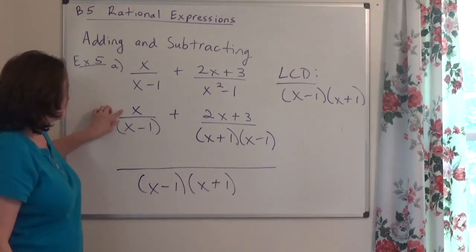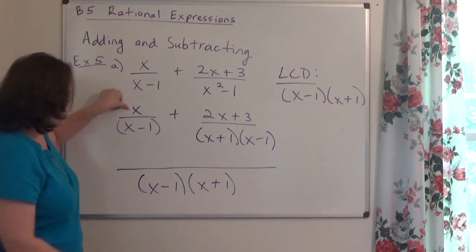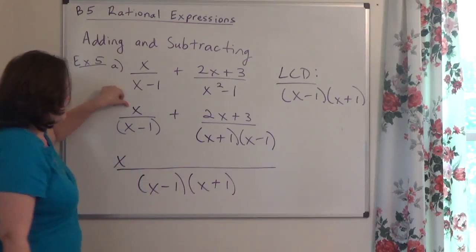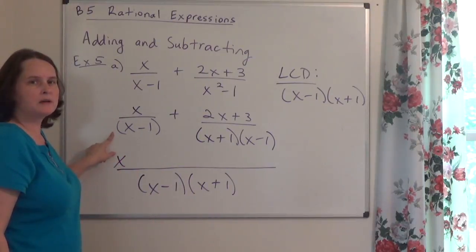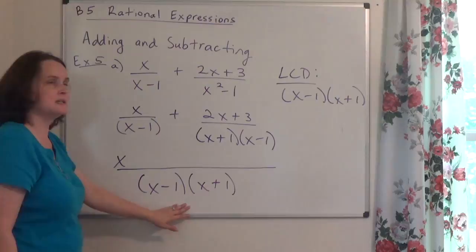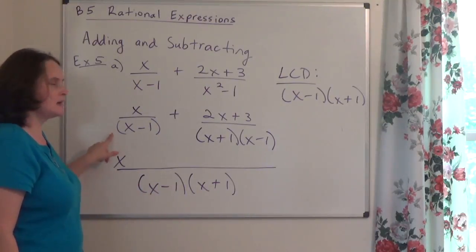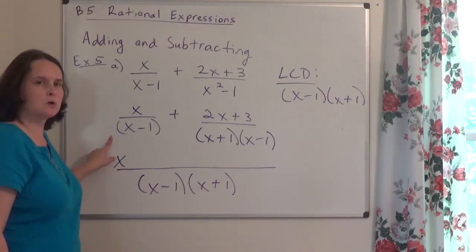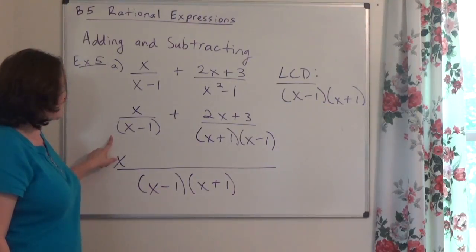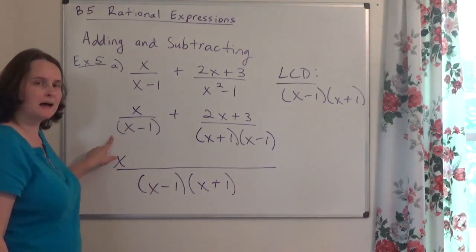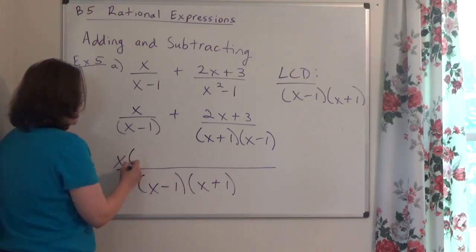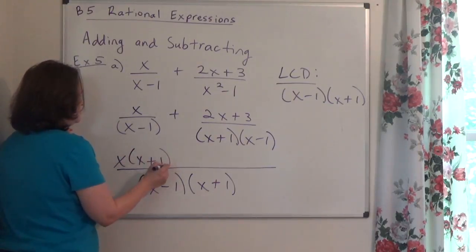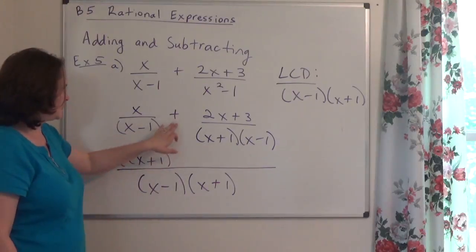My numerator up here, I've got the x already. What do I need to multiply this denominator by to give me this LCD? This denominator is missing which factor? It needs the x plus 1. So I'm going to multiply the numerator by that missing factor x plus 1. So it's going to go here. Bring down my plus.